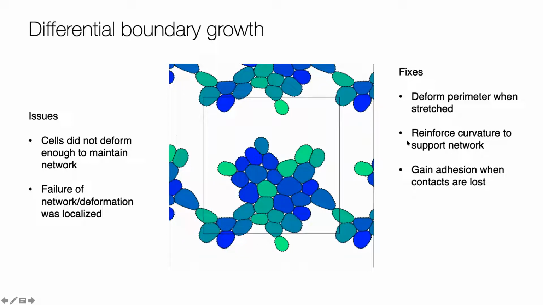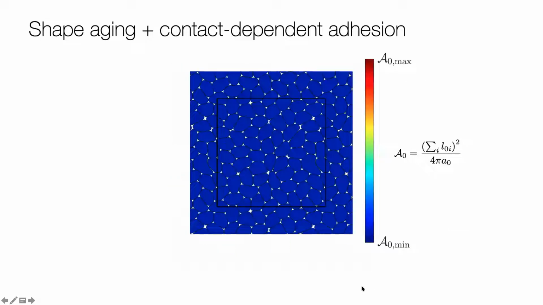They'll reinforce their shapes by changing their preferred curvature in order to support more network-like forming cell shapes. And the adhesion is going to be contact dependent, which just means that if I lose a contact, my other contacts that I still have grow stronger. So the cell shapes are going to age with time, and the adhesion is contact dependent. And we're at 5:30, so I will just show quickly what you get when you add these ingredients together.